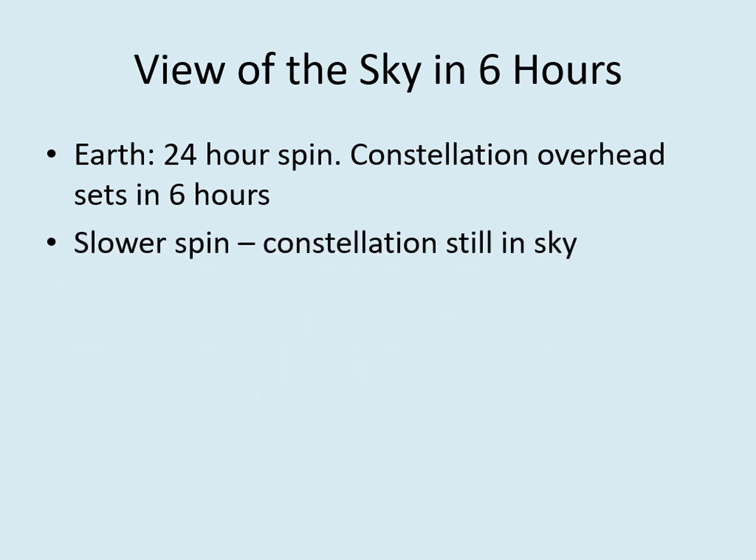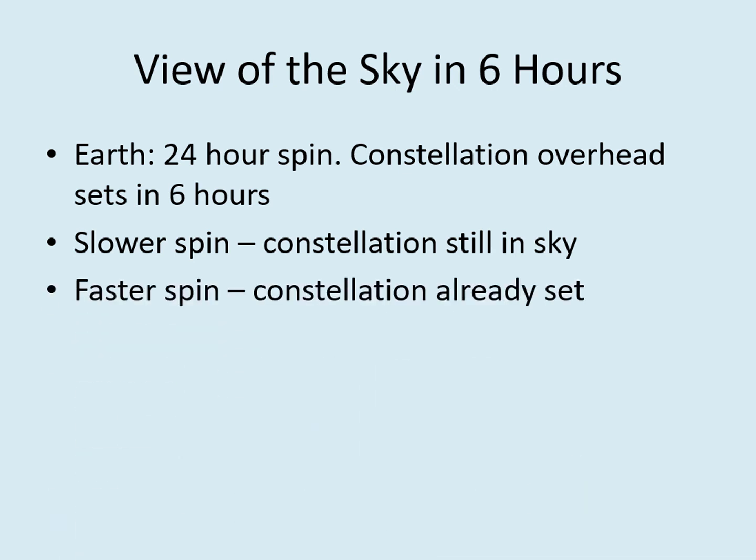If a planet spins slower, then 6 hours after midnight the constellation will still be above the horizon in the western sky because the planet hasn't spun very far. If the planet spins faster, then the constellation will have set and the sun come up. A good way to get a sense of what is going on here is to draw a picture, which is why the question asks you to do this.